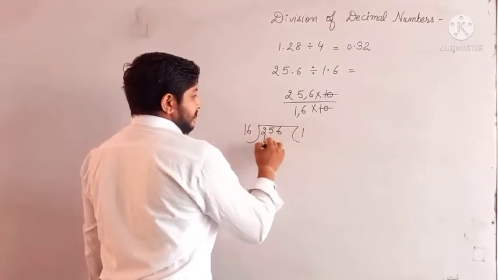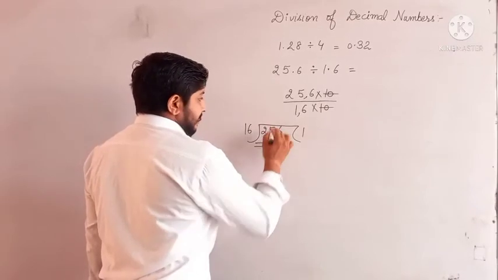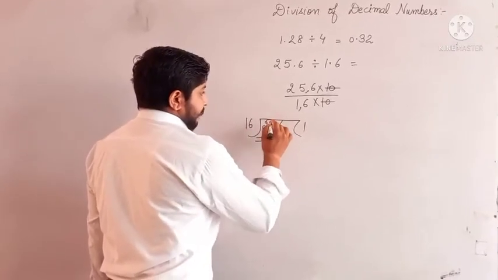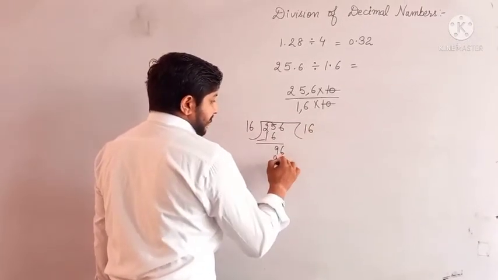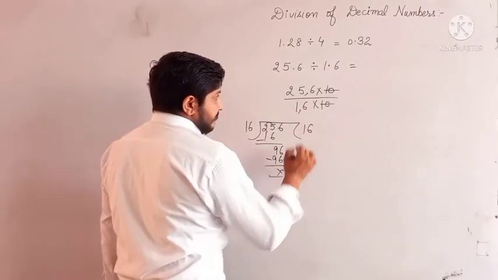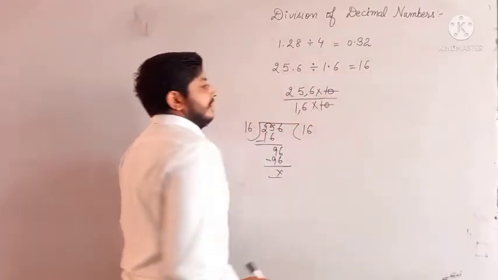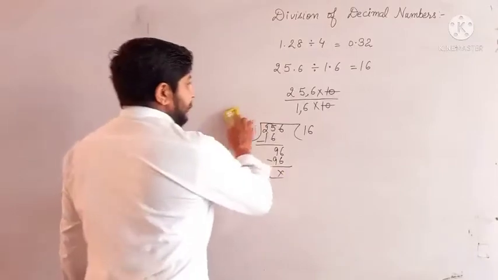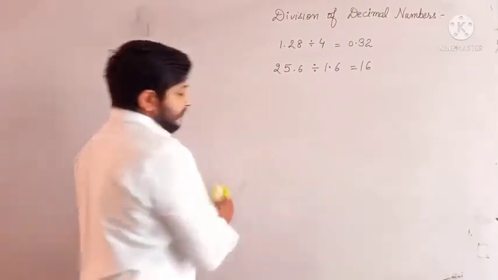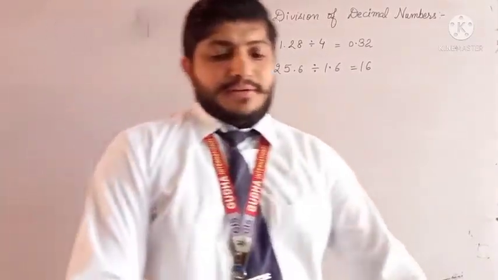16 ones are 16. Then how much is left, beta? Subtract, take the carry from here, 96. 16 sixes are 96. So what answer comes? 16 is your answer. I hope you understand well. Okay. Next, let us take one more example to better understand how we divide.